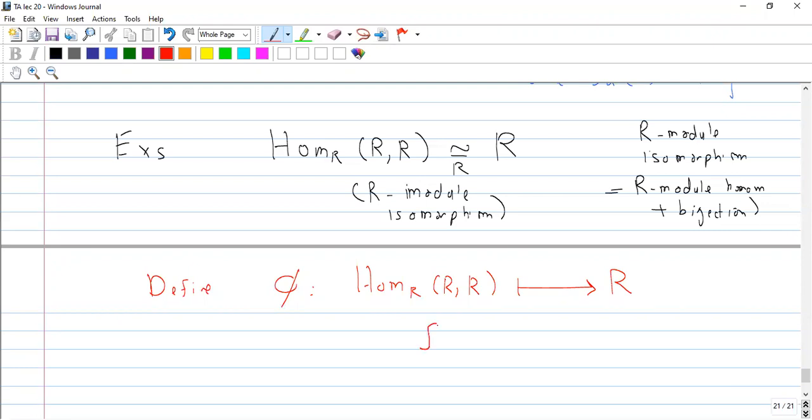What is the map here? What type of map is f? It is an R-module homomorphism. So how am I defining the map? If the input is an element from Hom_R(R, R), which is itself an R-module homomorphism from R to R, then the output is the image of f at 1. So this map phi is defined in this way.